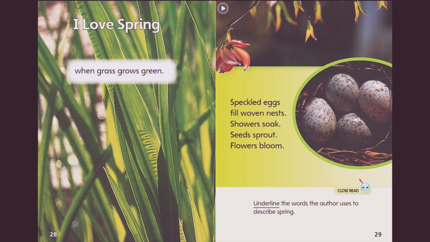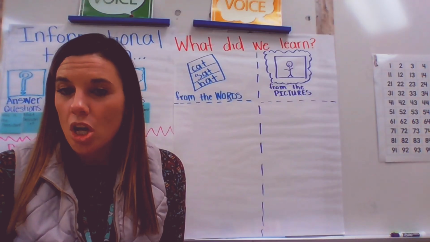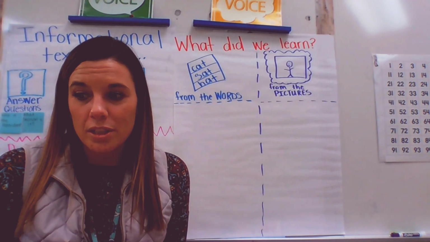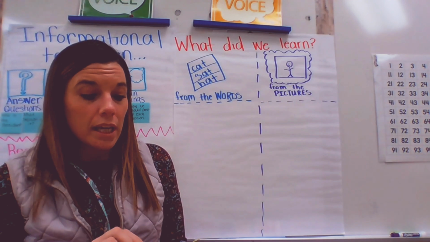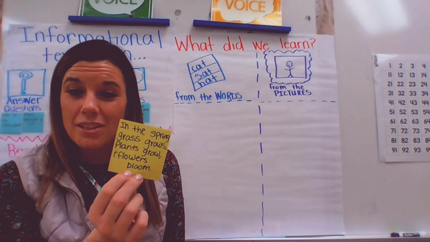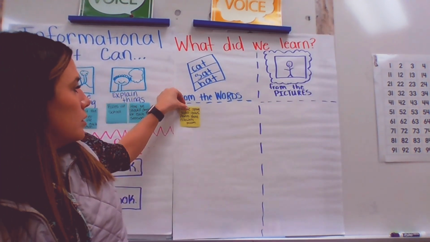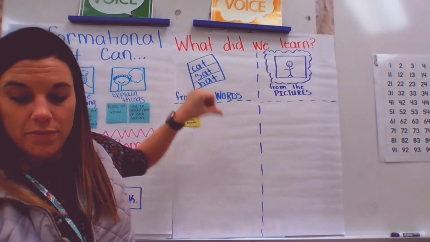I love spring, when grass grows green. And then you can see right there by the picture, it says spring, season when temperatures warm and plants begin growing. Speckled eggs fill woven nests, showers soak, seeds sprout, and flowers bloom. So let's think about those words for a second. It tells us the information that in spring, the grass grows, plants grow, flowers bloom. We learned that from the words.